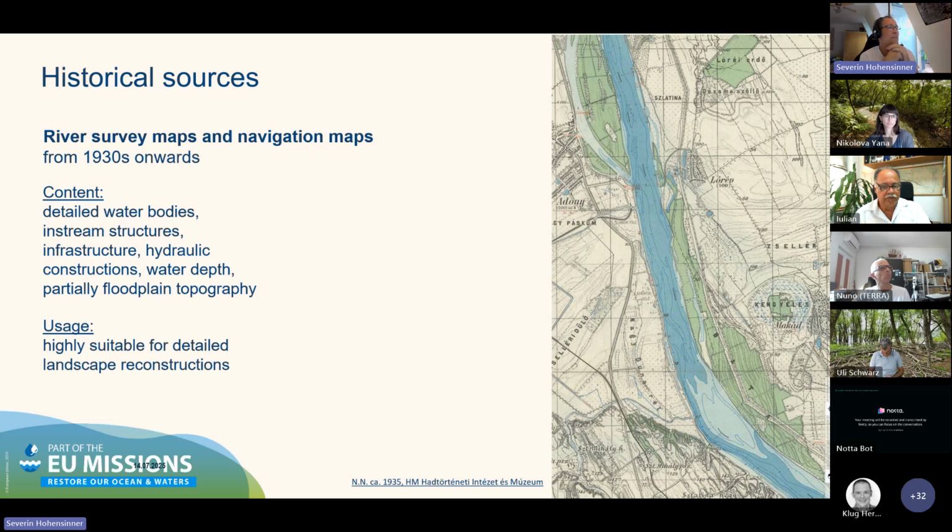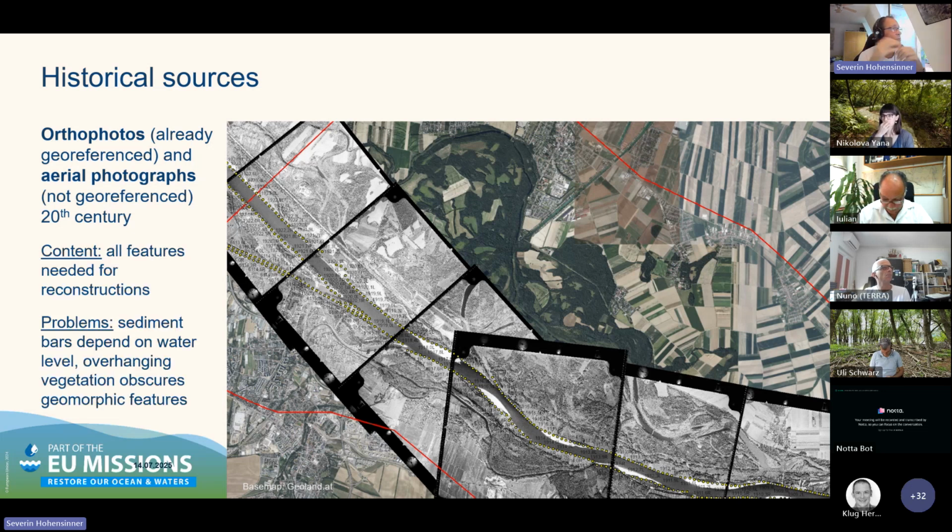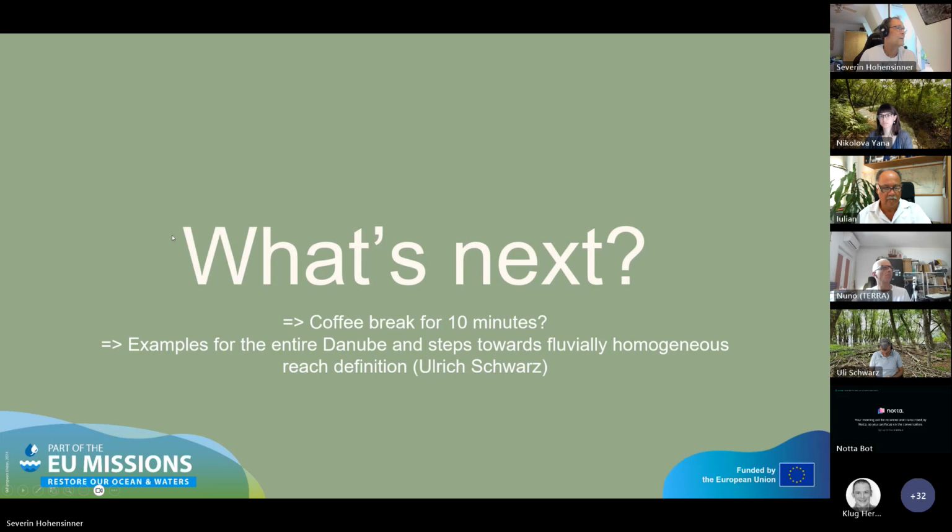And finally, we have already talked about this, the orthophotos, which are already georeferenced, or aerial photographs, not georeferenced. They are of course very helpful and show all features needed for reconstructions, but the sediment bars depend on the water level of the survey, and overhanging vegetation can hide geomorphic features on the ground so that you can't see them. So the shading of the vegetation might be a problem. That's it from my side.